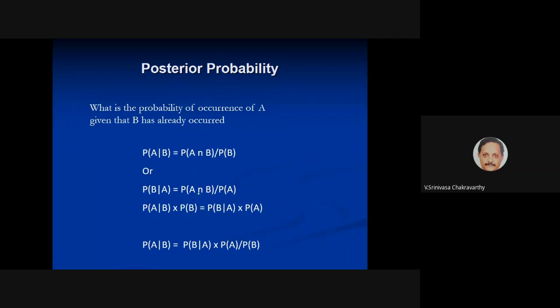Now we'll look at the concept of posterior probability. That is, the probability of A given B is equal to the probability of A intersection B by P(B), as we have already seen. Similarly, by symmetry, the probability of B given A will be P(A intersection B) by P(A). So from these two, you get P(A given B) times P(B) is equal to P(B given A) times P(A), or the probability of A given B is equal to P(B given A) times P(A) by P(B). So that's some basics of this.